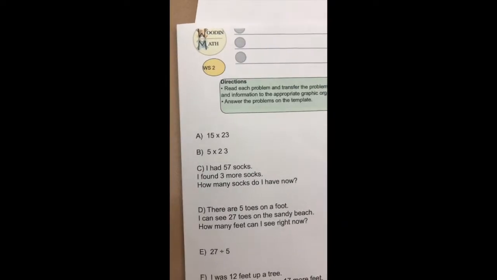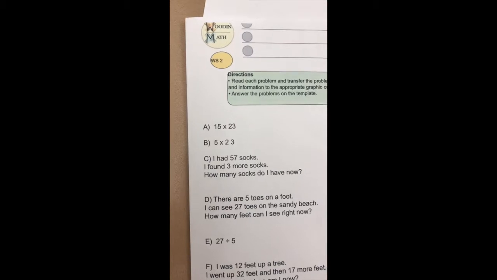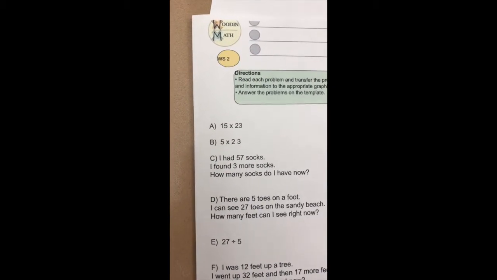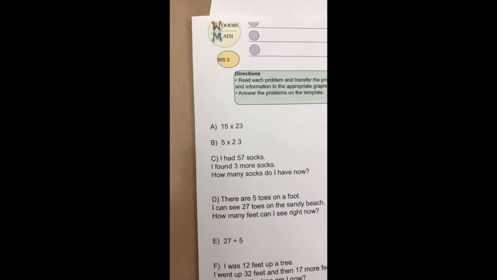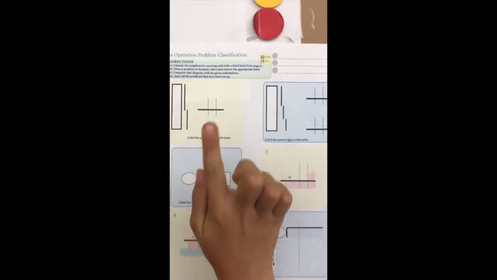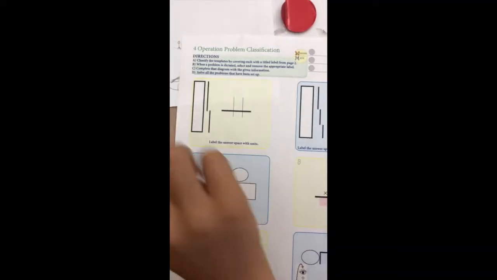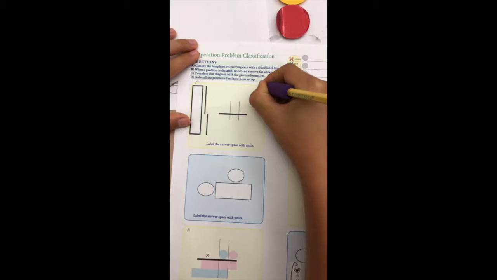Okay, C. Everybody look at the word problem. I had 57 socks. I found 3 more socks. How many socks do I have now? Okay, that's a word problem. Can you figure out what graphic organizer is going to get used to do that problem? Let's get a C up there. That's where you come and put the information from C. Nice.